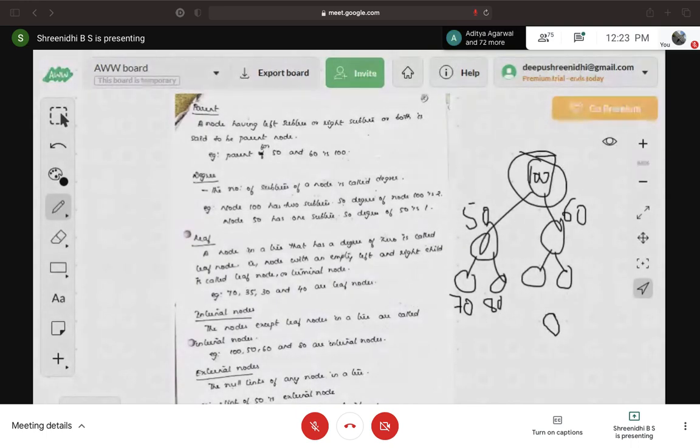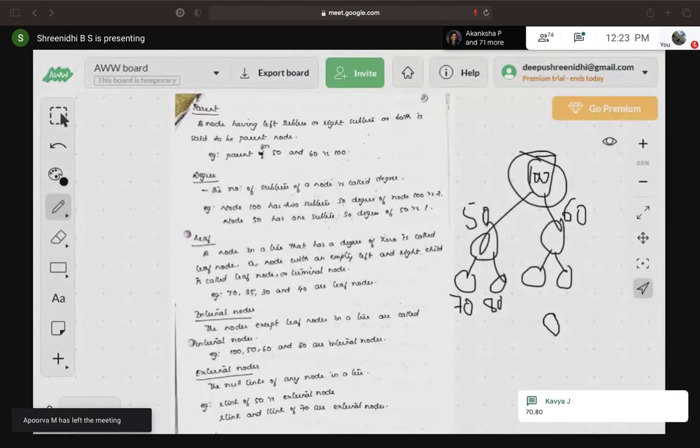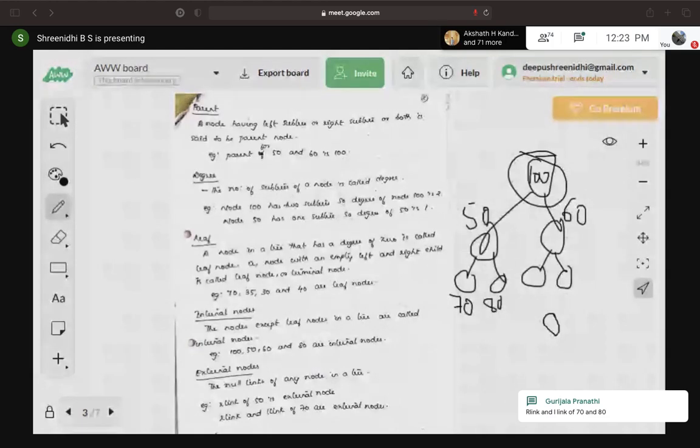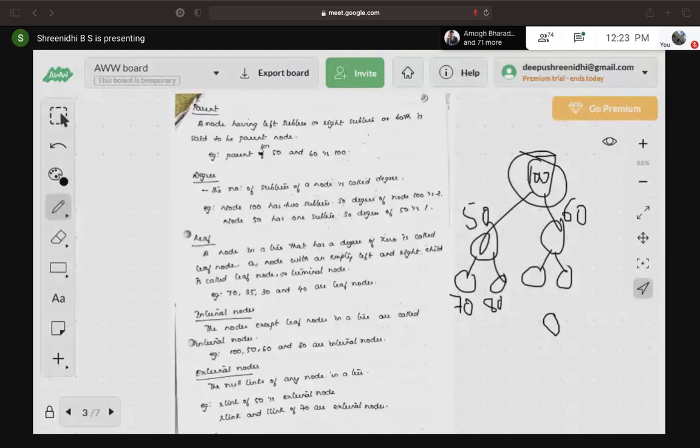I asked for the external nodes, the null links of any node in a tree. What are they? The left and right links of 80 are the external nodes. Yeah, correct. Yes. 70 will not come, I think, Pranati. Just a minute, let me see. Yeah, fine, correct. So that's about external nodes.